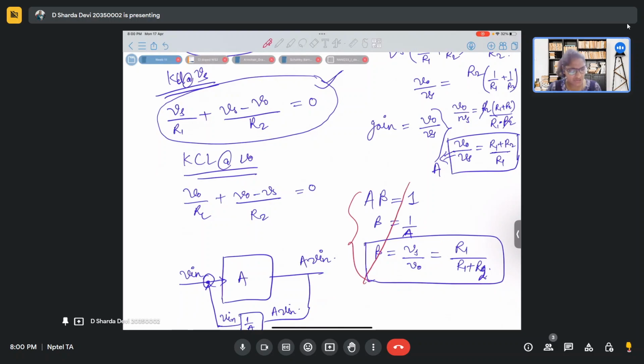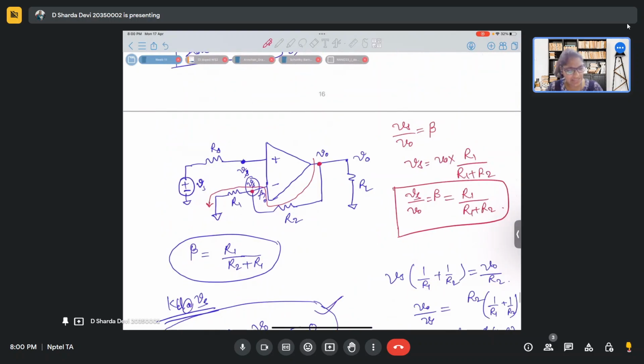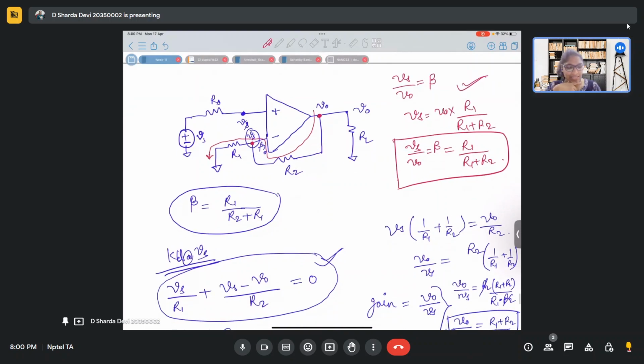But you should not go by this way. Better you go by this, like Vs by V naught, because it says feedback factor, no? So we should backtrace it from V out to input. And generally, when we are asked for gain, we go from input to output, and for feedback, output to input. So we'll get that. Right? Is this clear? Any other doubts?